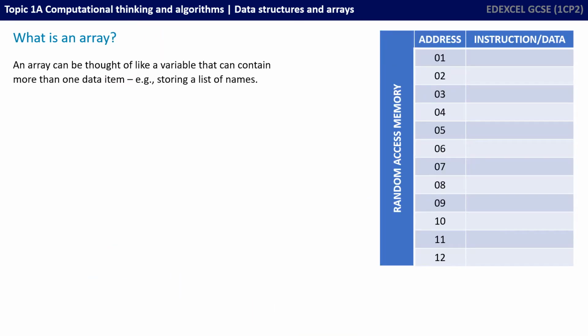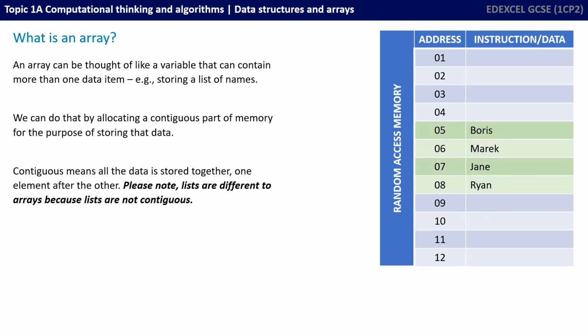So an array can be thought of like a variable which can contain more than one data item. For example, we could be storing a list of names. And we can do that by allocating a continuous part of memory to storing that data. So you can see here we have a number of memory locations in memory, and starting at memory address 5, we've then started storing contiguously a list of names which will be part of our variable.